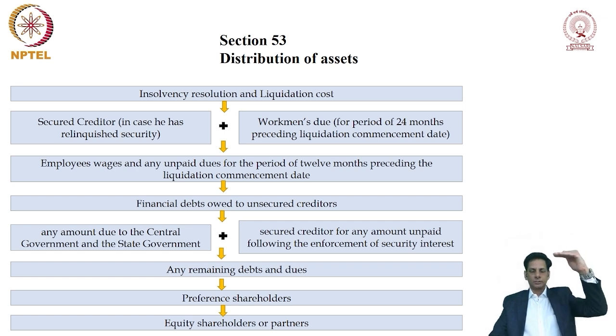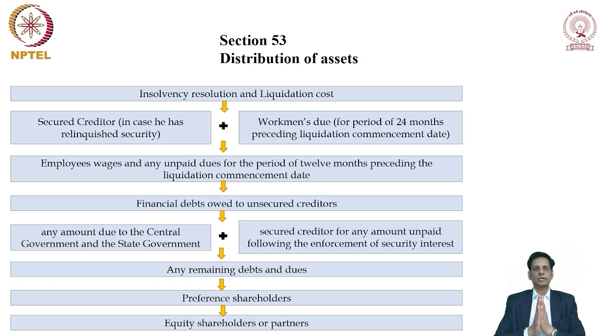So top layer is for the insolvency cost and liquidation cost. Second layer is combinedly for the secured creditor and the workmen who had not received their payments in the last 24 months. Then comes the third layer, which is employee wages, any unpaid dues for the period of 12 months preceding the liquidation commencement date. Remember, for workmen we have 24 months, for employees we only have 12 months.